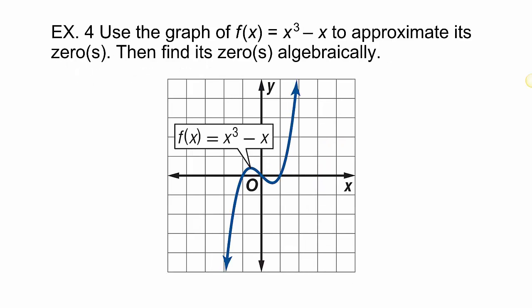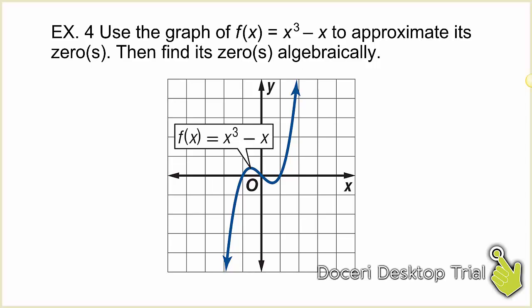Okay, example 4 wants us to approximate the zeros of this function. So zeros of a function are where it touches the x-axis. A lot of times we use the words zeros, solutions, roots. All of those mean the same thing. So we're looking at these points on the graph that touch the x-axis, and this one actually has 3 points. So I'm going to write those out.